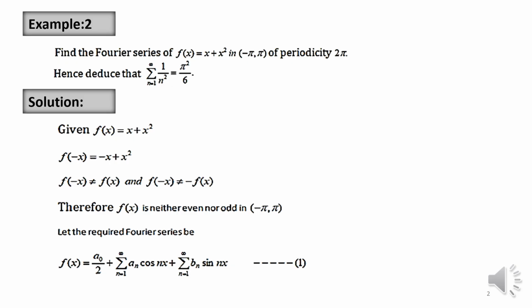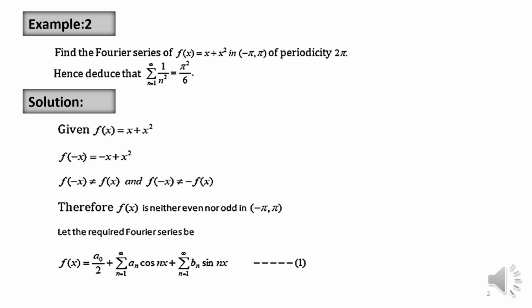If it is 0 to 2 pi or 0 to 2l, you don't have to find whether it is an odd function or an even function. There will be no problem in that. Just find a naught value, a n value, b n value, substitute it and reduce it, no issues. If it is minus pi to pi or minus l to l, first you have to find whether it is an odd function, an even function, or neither odd nor even.